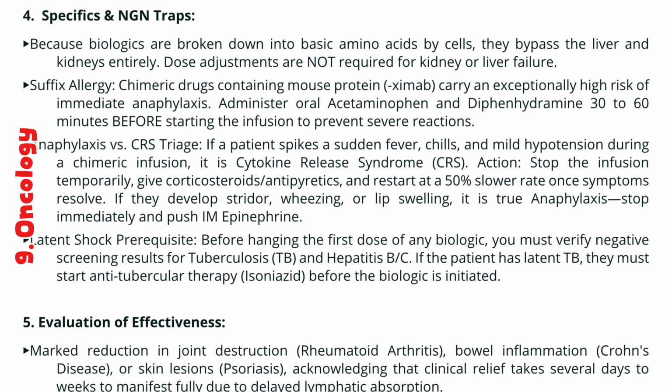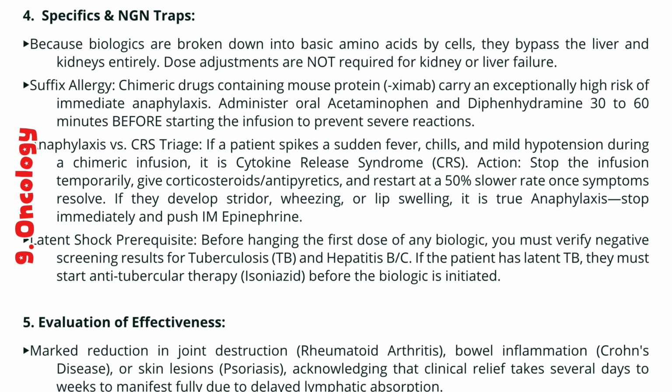Before the very first dose of any biologic, you must have negative TB and hepatitis B and C screening in hand. If a patient has latent TB, they start anti-tubercular therapy with isoniazid first, building a pharmacological shield before the biologic ever goes in, because forceful immune suppression will let that dormant infection roar back to life.